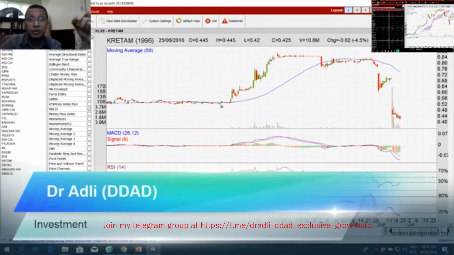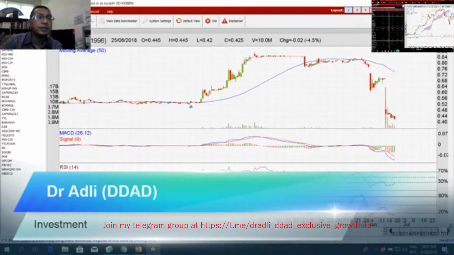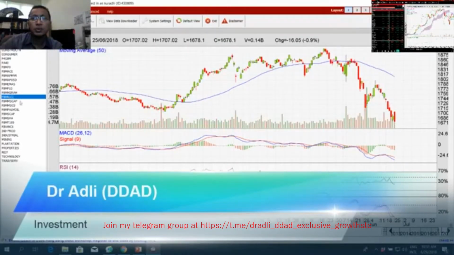So this is the first step, which is you look at the economy as a whole. You look at the overall market. I just choose the market. All right, this is the Kuala Lumpur Stock Exchange.